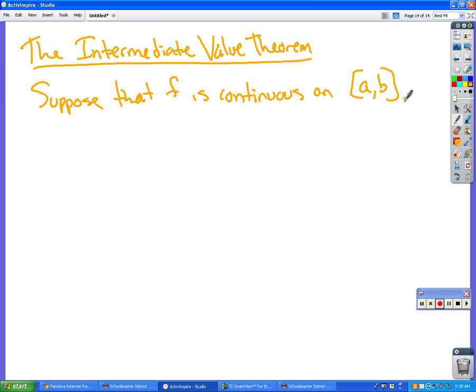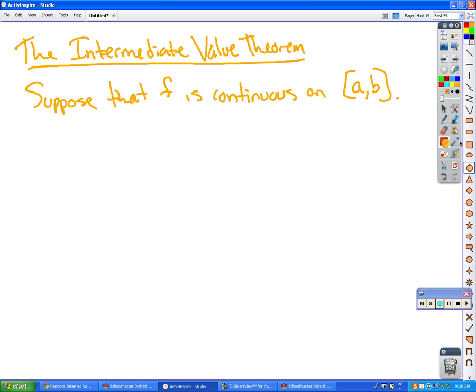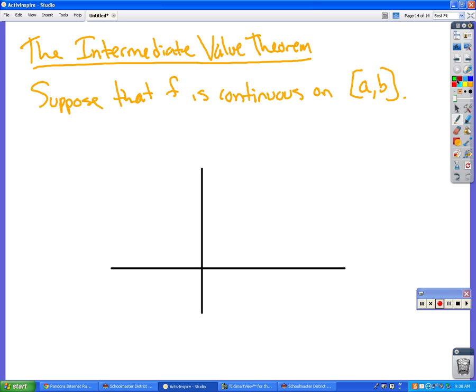Okay, suppose that f is continuous on some closed interval a to b. Would anyone like to come up to the board and draw a continuous function on the closed interval from a to b? Because we're trying to imagine some function that looks like. Anybody want to? Nobody? Just go up there and draw one.